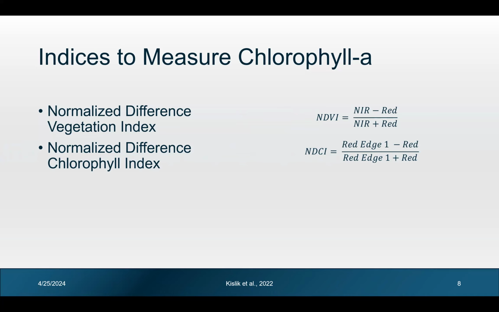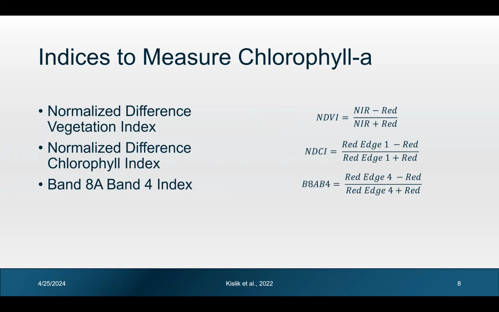in hypereutrophic waters, which is the cause of algal blooms in the first place. It uses both the red edge band and the red band to do that. We have the very aptly named band 8A band 4 index, which is just a measure of the difference between the red edge 4 band and the red band. And then we have the aptly named band 3 band 2 index, which uses the green band and the blue band to basically just measure general chlorophyll in the area.